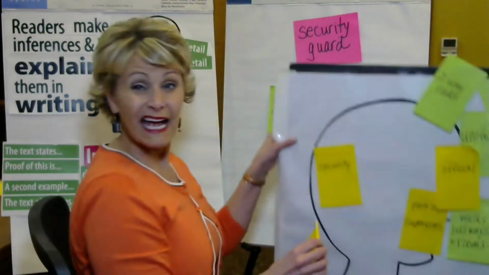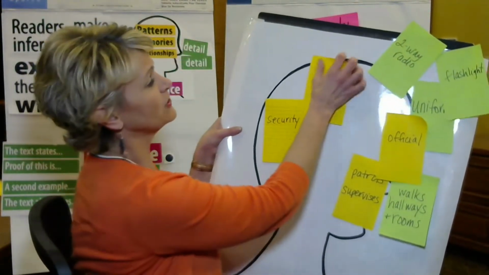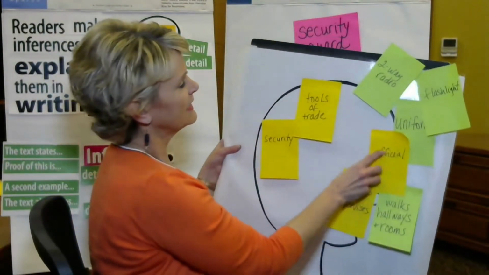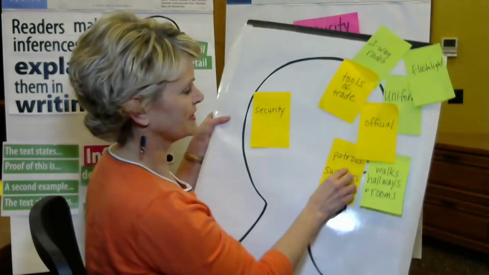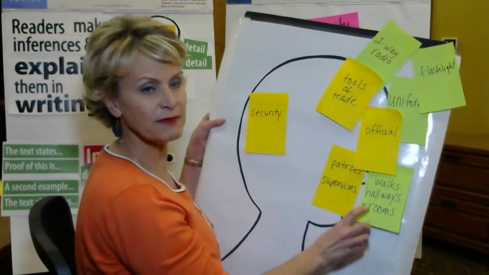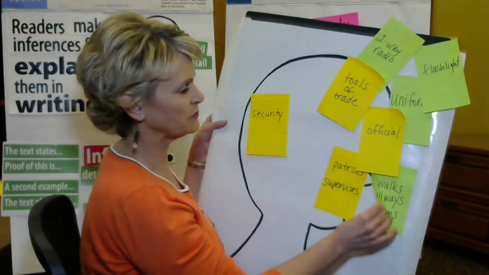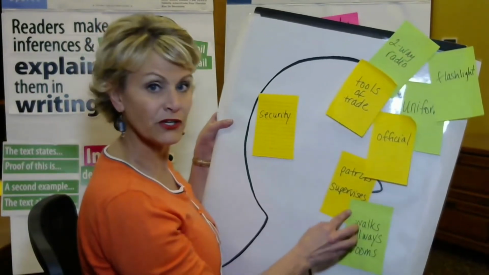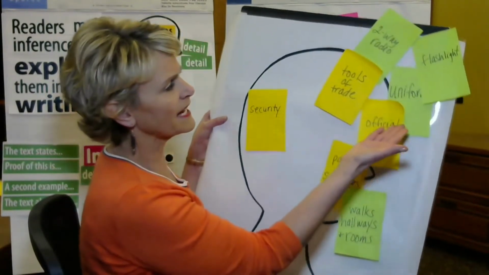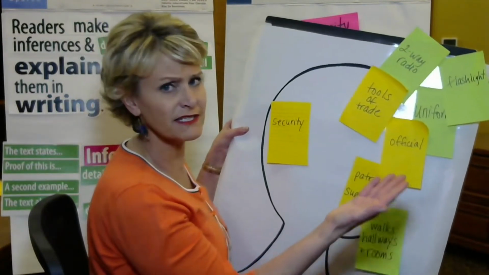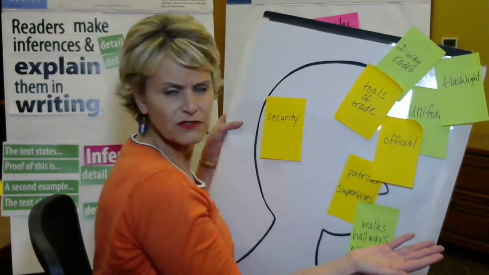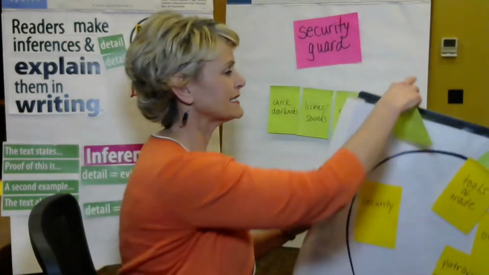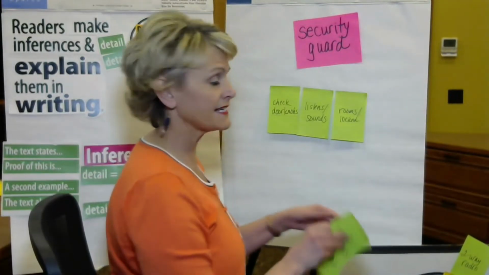Now, I need to have at least two. So I'm going to look at two-way radio, flashlight, uniform. Okay, well, he's an official, but that's pretty broad. Let me see what this one says. He's patrolling and supervising because he walks hallways and rooms. I think that piece is probably more specific for someone who is a security guard, because a lot of people wear uniforms. A lot of different occupations need flashlights and use radios. So that isn't specific enough. I'm thinking this one's more helpful. So this is going to be my second detail that I'll reference as evidence.